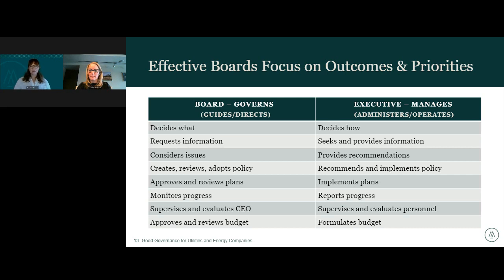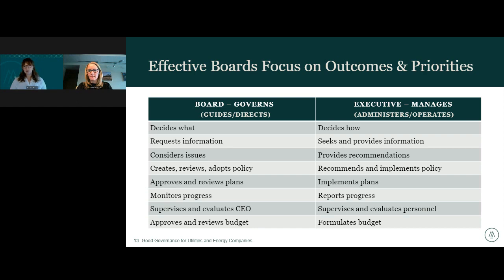So when we think about things like the board looks at plans that management presents, right? So we review and approve plans, and then management also implements those plans and reports on progress. The board supervises and evaluates typically just the CEO. Sometimes the board may have legal counsel, sometimes internal audit reports directly to the board, but typically there's one employee and it's the CEO, and the board supervises and evaluates just that person. They can provide input to other personnel, but we leave the personnel management to the CEO.